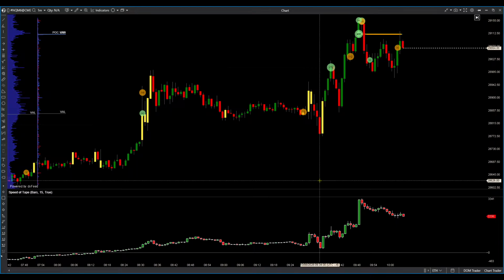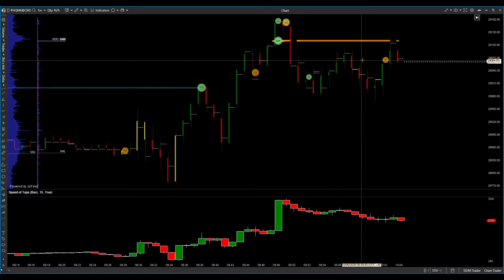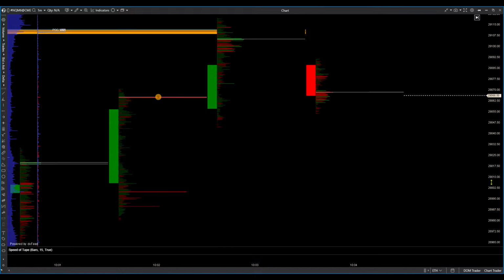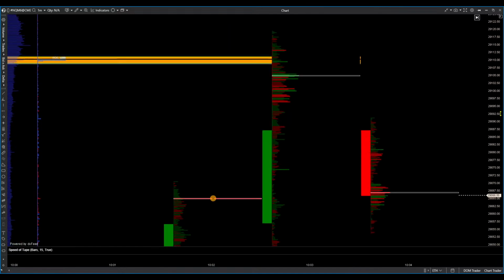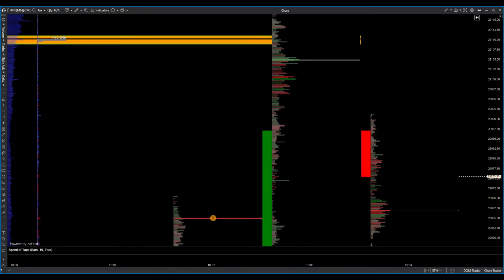Tap into that liquidity, which had around 1,000, I guess. Still, is it 1,000? Let's take a look. Let's go get close and take a look. Yep, 906 still present there.